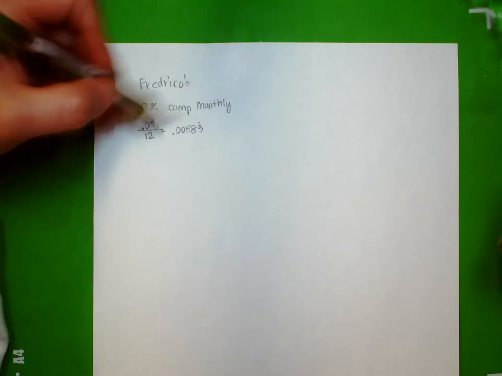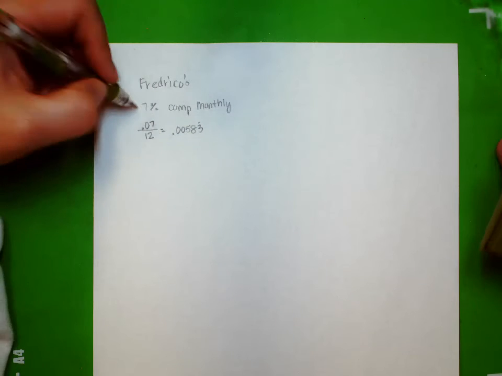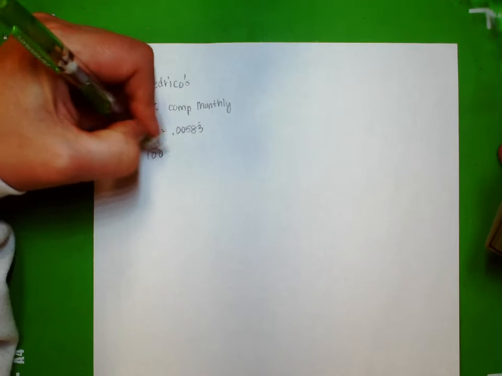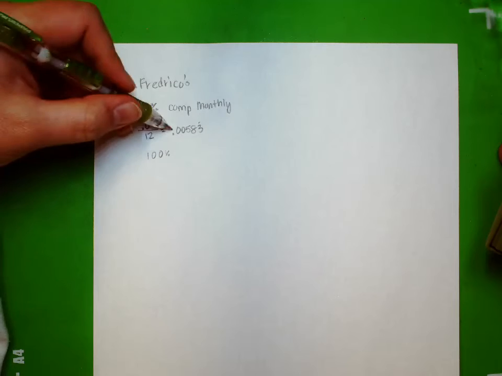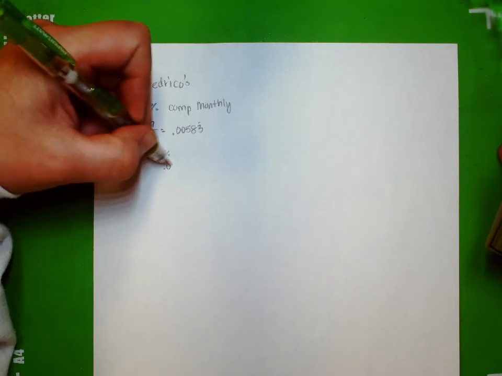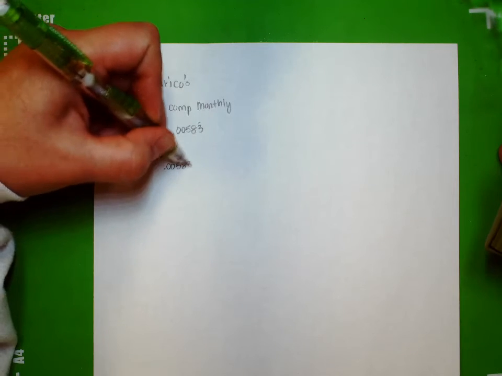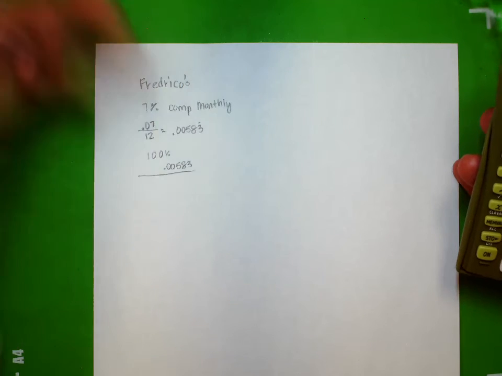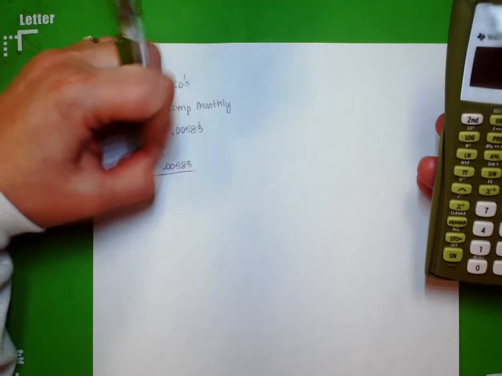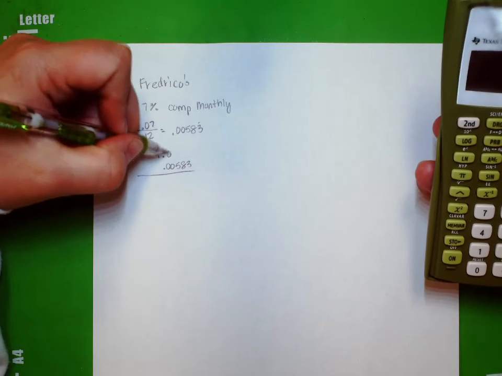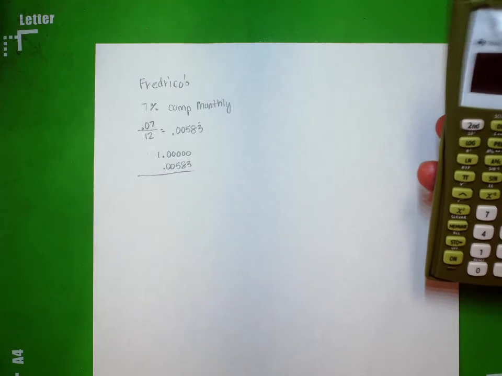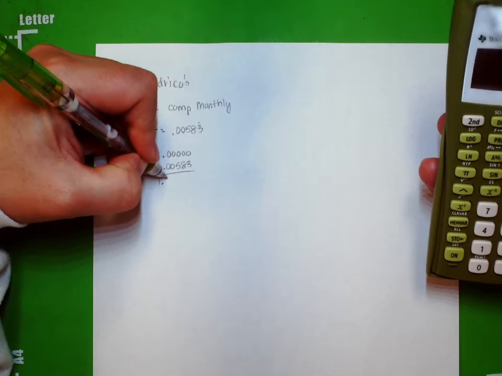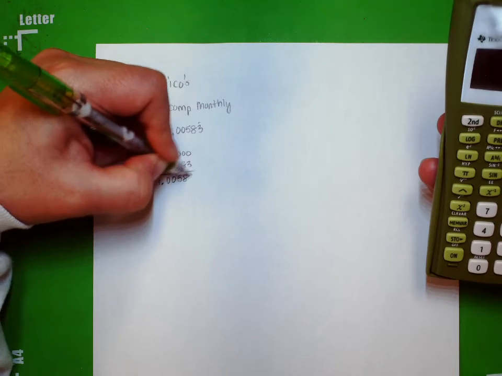If this is our monthly increase, remember we always start at 100%. We're adding this to our already existing 100%. Because this is written as a decimal and this is a percentage, we would be adding those. So our multiplier is 1.00583.